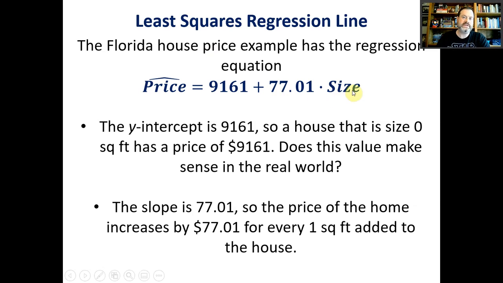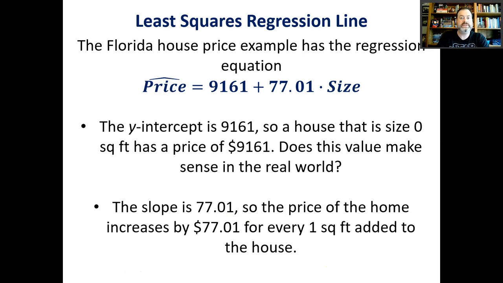It's easier to measure the size of the house than the price, right? So we use this to explain this, even if it's not cause and effect. So this slope is 77.01. The way we interpret a slope is exactly the same way you interpret it in algebra. For every 1 unit increase in x, we get an increase of this in the price. And that's what it says down here, right? So the price of the home increases by $77.01 for every 1 square foot added to the house.